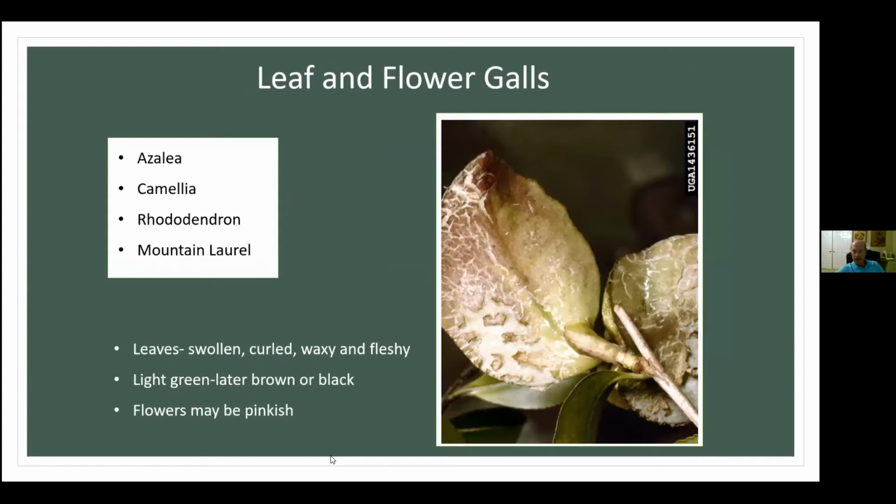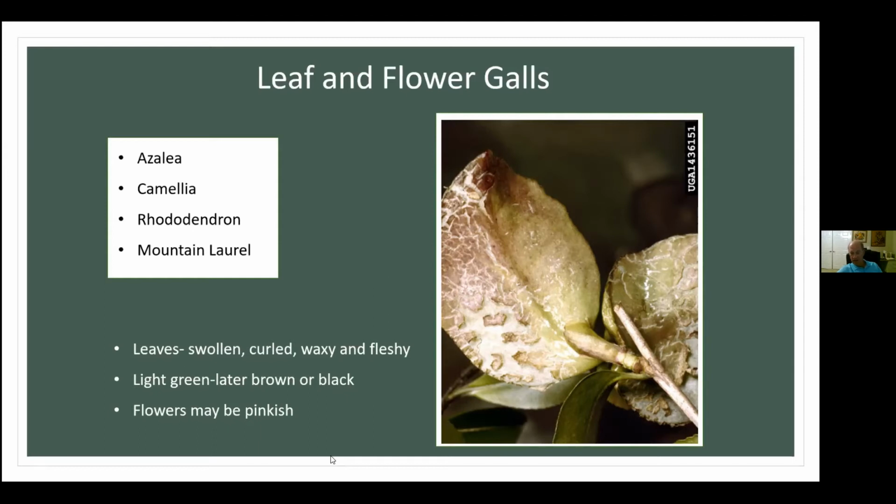Leaf and flower gall is a fungal disease that causes leaves to become swollen, curled, waxy, and fleshy, as shown in this picture here. Typically, the galls occur in the spring with wet, humid, and cool weather. The swollen plant tissue, or galls, are made up of abnormal plant tissue. In early disease, the galls are pale green, and the infected flowers are usually pinkish. As the disease progresses, a white layer covers the infected plant parts, which supplies the spores for the next year's infection. Galls eventually turn brown or black, harden, and then fall off.